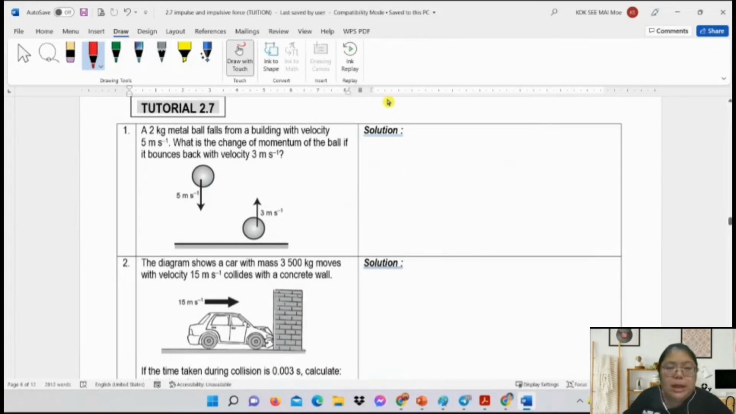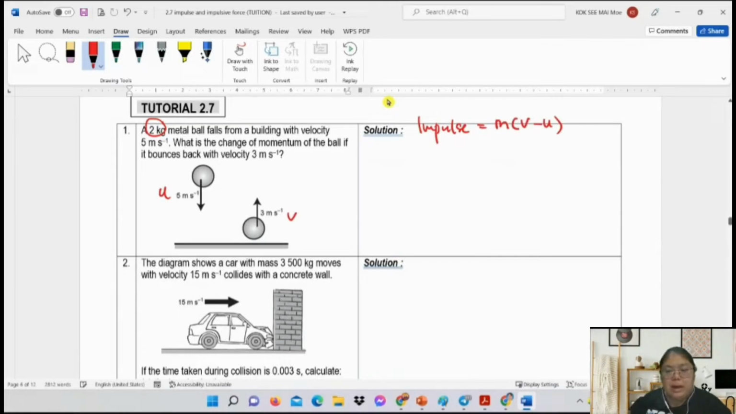The diagram is shown already. A 2 kg metal ball falls from the building with velocity 5. After that, what is the change of momentum of the ball if it bounces back with 3? That means it is in the opposite direction. They ask for change of momentum, so that means they ask about impulse. Impulse, the formula is m(v minus u).